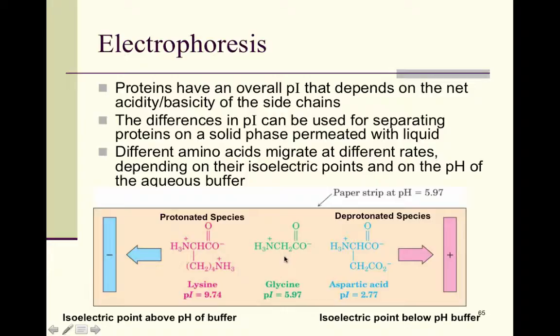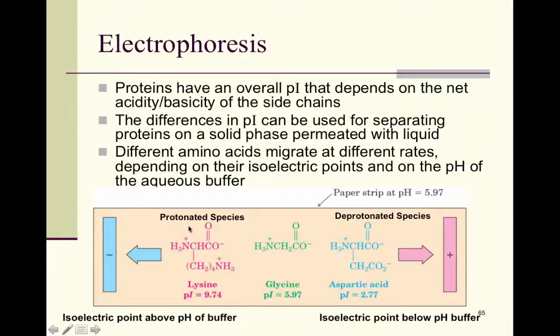So how does this stuff migrate? If you have the strip at the pH of the one you're looking at, it's just going to stay the same. But if you have something that's deprotonated, its pI is lower than that of the strip, in this case 5.97, so we have 2.77. What's going to happen is it's going to be deprotonated, and it's going to have a minus charge, and it is going to migrate to the positive electrode.